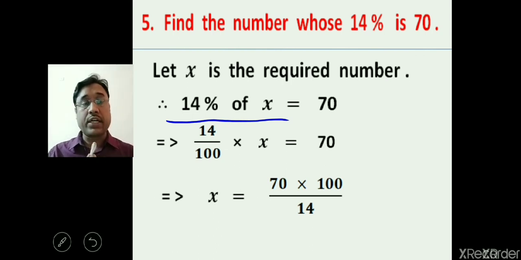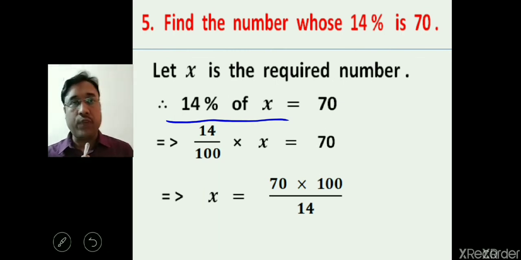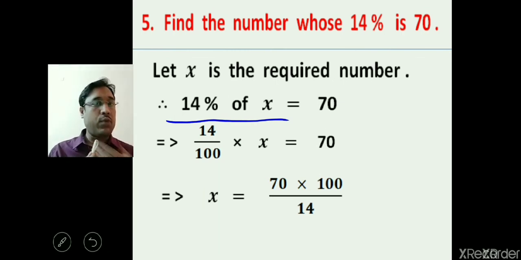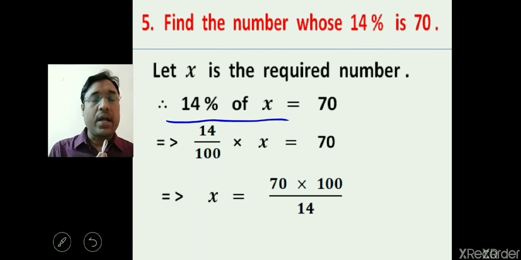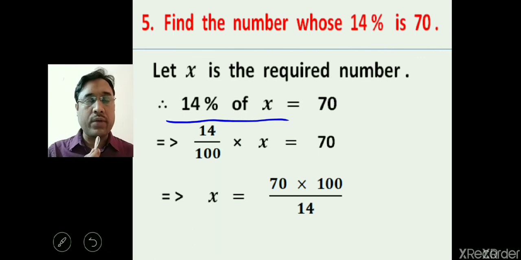This 100 you will take upside, and this 14 you will take downside on the other side of the equation. When you will take, because this 14 is multiplying on this LHS, so it will divide on the other side, and this 100 is dividing, so it will multiply on the other side. That means you are doing cross multiplication also. Whenever you are changing the sides, the number which is multiplying on one side is dividing on the other side, you are knowing that. Similarly this 100 is dividing here, so it will multiply on that side. So 70 into 100 by 14.